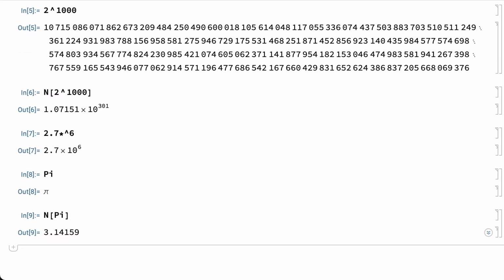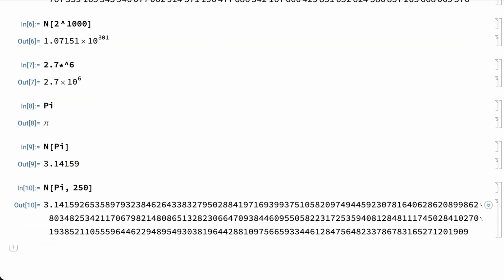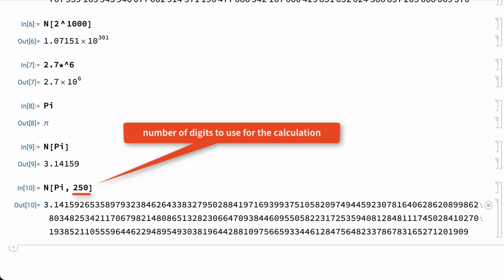The Wolfram language can also do computations with arbitrary precision. This input, for example, gives the first 250 digits of pi. The second argument of N is used to specify the number of digits for the calculation. Arbitrary precision means that a number can have any number of digits as long as the computer has enough time and memory for the calculation.